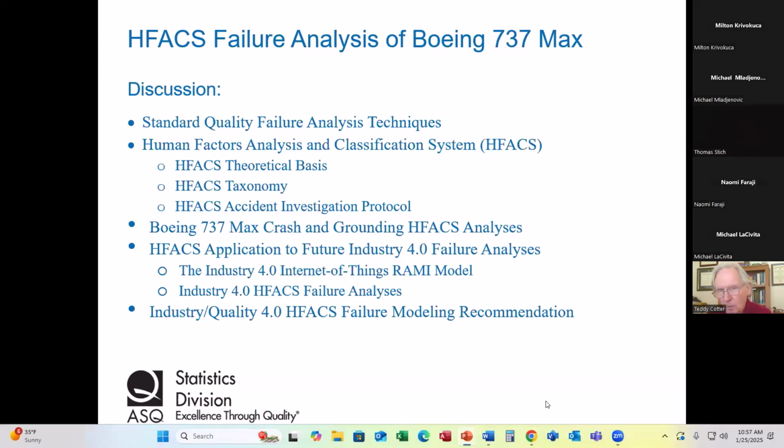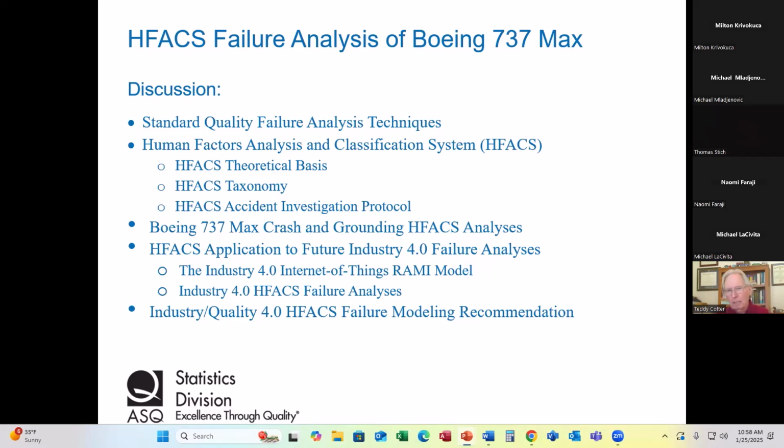Discussion. We'll start out with what we all know. What are the standard quality failure analysis techniques? They have their strengths, but they also have their challenges with respect to the upcoming Industry 4.0 architecture. Then we'll discuss the human factors analysis and classification system, the theoretical basis, the taxonomy. It has a formal taxonomy, the accident investigation protocol. Then we'll look at the Boeing 737 MAX crash and grounding HFACS analyses.